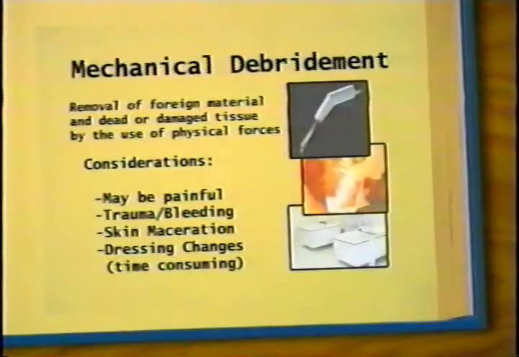What about mechanical methods of debriding? Mechanical debridement is defined as the removal of foreign material and dead or damaged tissue by the use of physical forces. Hydrotherapy and irrigation are types of mechanical debridement that require the proper use of equipment to deliver a stream of fluid to the wound bed in order to remove the necrotic tissue.